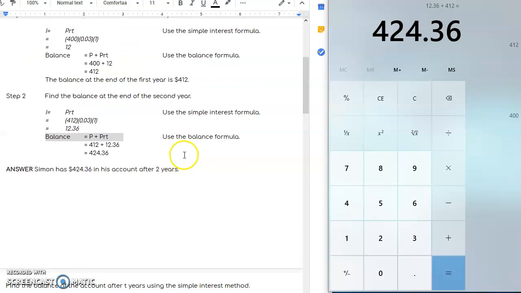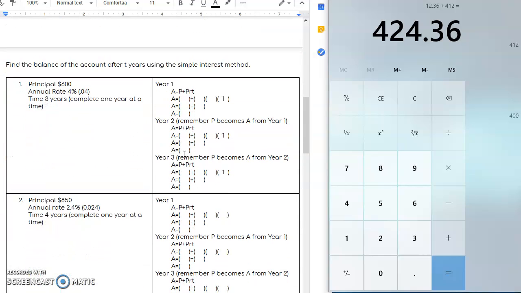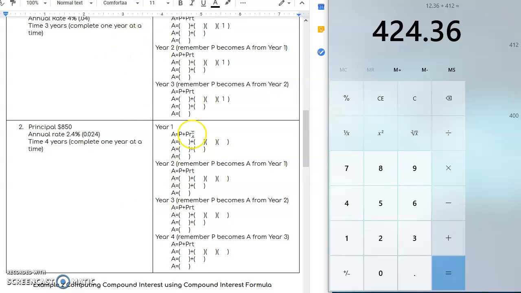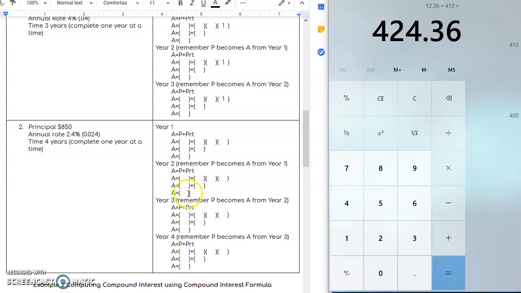So you are going to use the simple interest method to answer number 1 and number 2. Remember, to complete those 1 year at a time, you'll need to do it 3 times on number 1, and you'll need to do it 4 times on number 2.